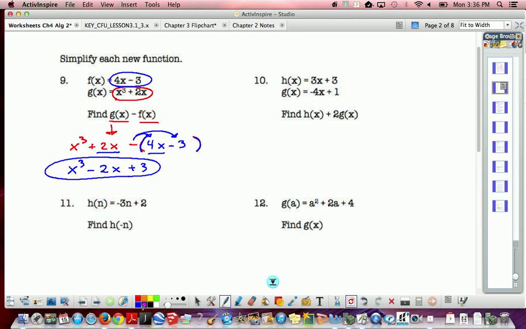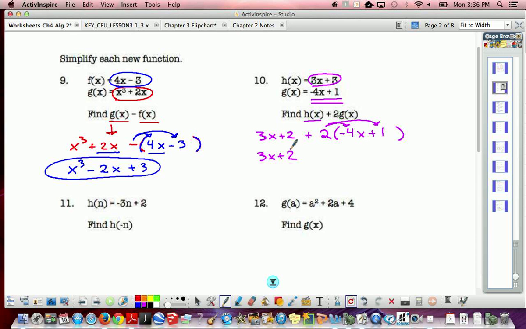Number 10, same type of process, just plugging in, replacing h of x and g of x with what they equal, and doing the arithmetic. So h of x is 3x plus 3. Start with 3x plus 3, plus 2 times the g of x function. G of x is negative 4x plus 1. So now I'm going to distribute and simplify.